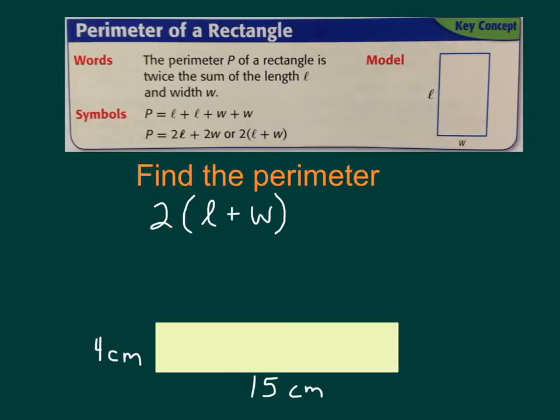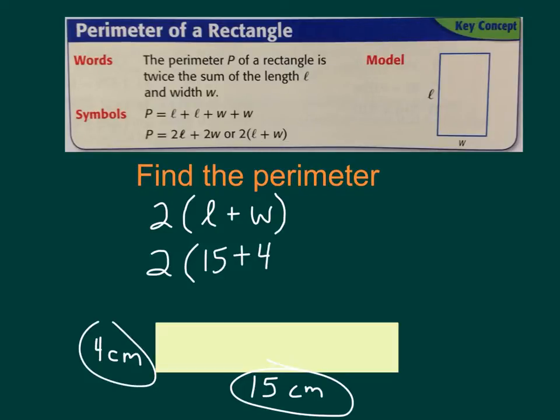So now it's like a puzzle. I plug in my numbers. So it's 2 times the length, which I can see here, my length is 15, plus my width is 4. Now it's like an order of operations problem, so I do my parentheses first. It's 19. And I know that if there's no sign next to two numbers, that means I multiply them. 2 times 19 is 38. And I need to remember my label. What am I measuring in? It's centimeters, so I just put centimeters.